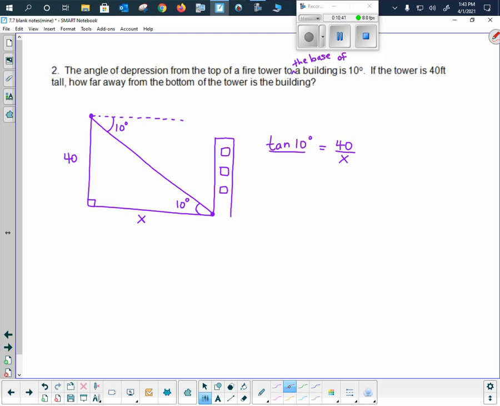Okay, and now if I put that over 1 and cross multiply, I'd have x times the tangent of 10 degrees equals 40. Divide both sides by tangent of 10. X would equal 40 divided by the tangent of 10 degrees. There's the exact answer I need before you go to your calculator to get 226.85 feet.